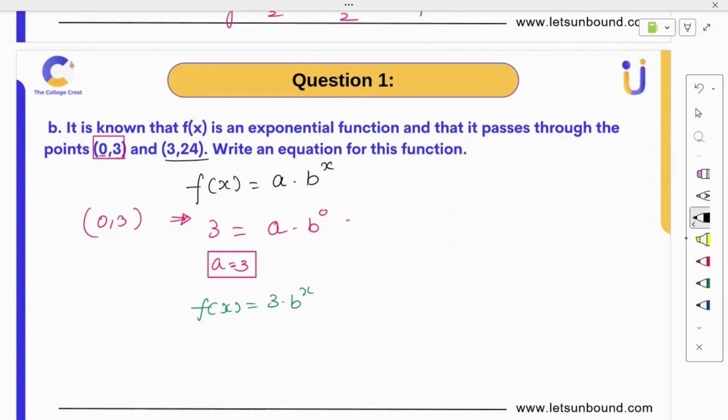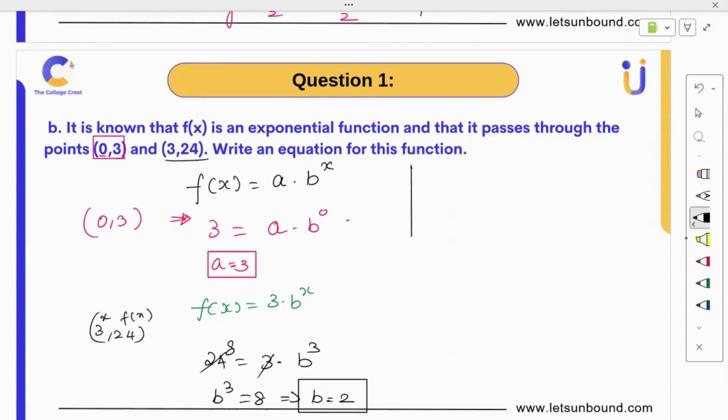So use the next point. F of x, okay, I'm using 3, 24. So if this is your x, this is f of x. So 24 equal to 3 into b power 3. And simplify, solve for b. So if you cancel out, it's b cube equal to 8. And this means b equal to 2. Very simple solving. So yeah, I got my b and the function is done.